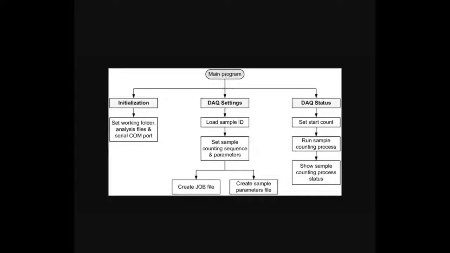So we've got our main program, and we can see that the first level of the program after this is initialization, DAC settings, and DAC status, right? So initialization, we know, is going to do the following things. It's going to set working folder, do analysis on files, and open a serial communications port. DAC settings is going to load a sample ID, set example counting sequence and parameters, etc. I know you can read along with these. Same with DAC status. We set a start count, we run a sample counting process, etc.